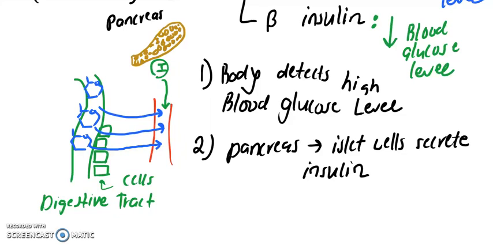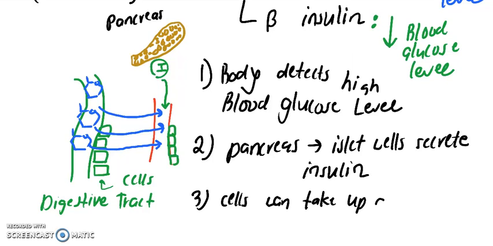Now other tissue that's surrounding your circulatory system, now with insulin they have the command to be absorbed. So step three, cells can take up glucose, and that's what happens. This hormone insulin goes to these tissue. There is a response from the tissue, and now they're going to take up this glucose.